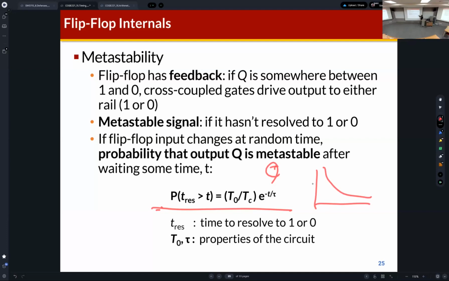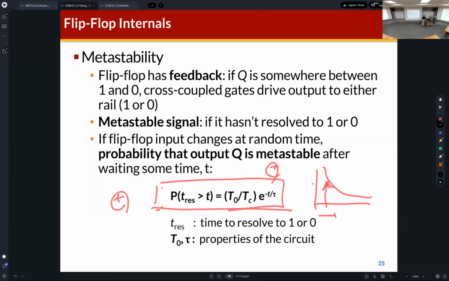Actually, the probability of metastability is higher if the t is small. But this probability is reduced exponentially if the t value is larger. So this is the probability function of the metastability.